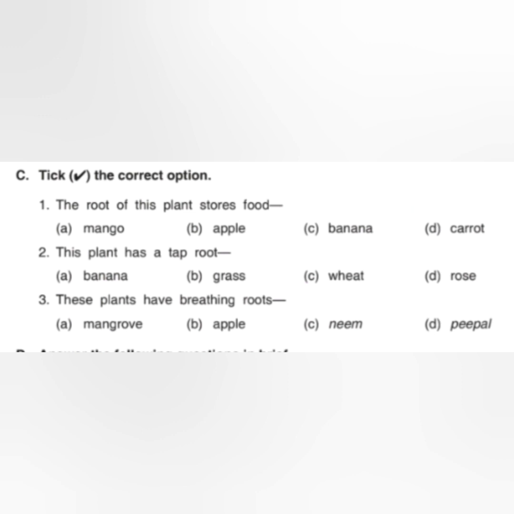Out of 4, which is banana, grass, wheat and rose, which has a taproot? Yes, the rose has a taproot. Now, these plants have breathing roots. Mangrove, apple, neem or maple. It is mangrove.